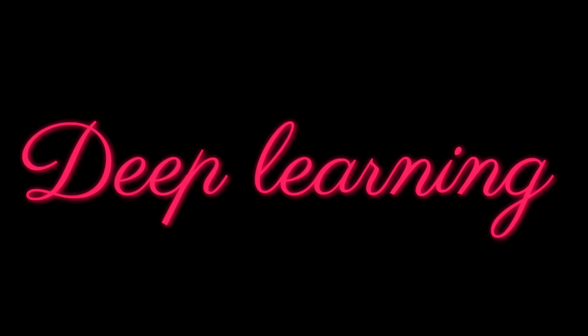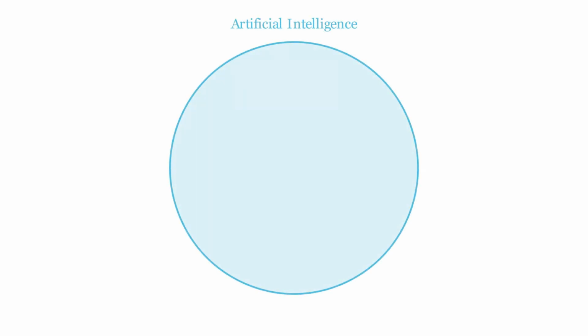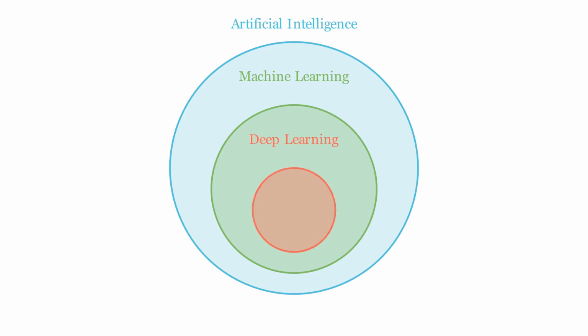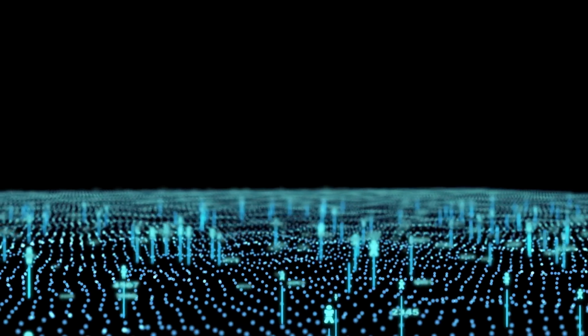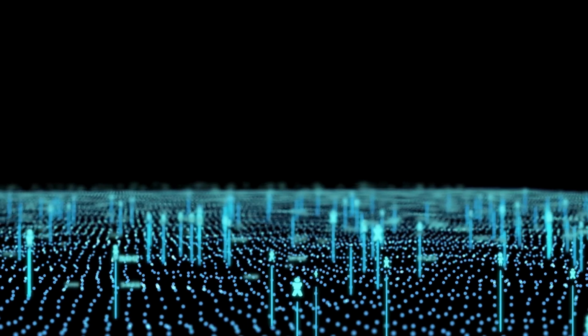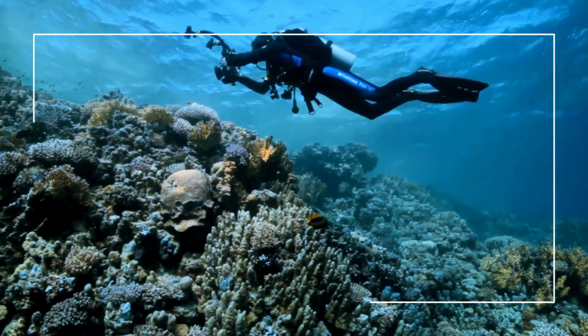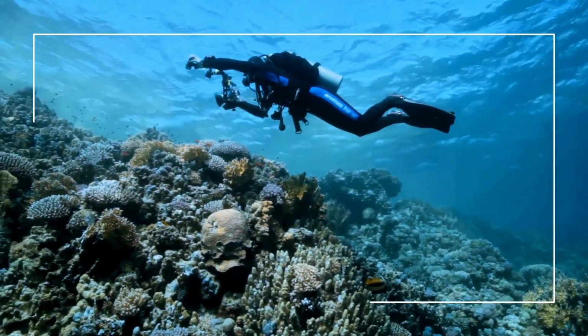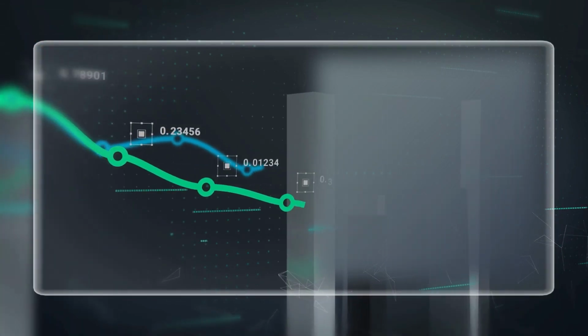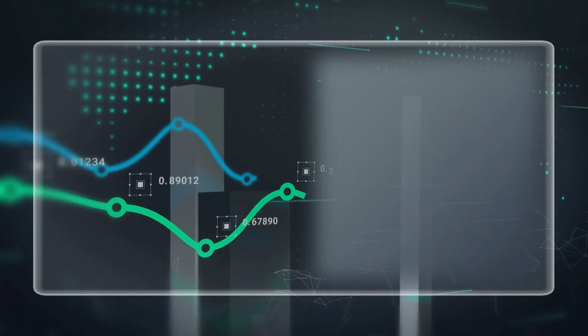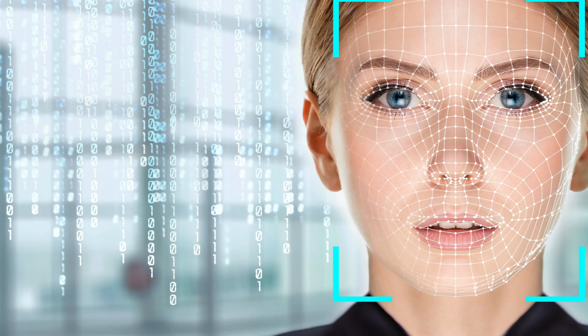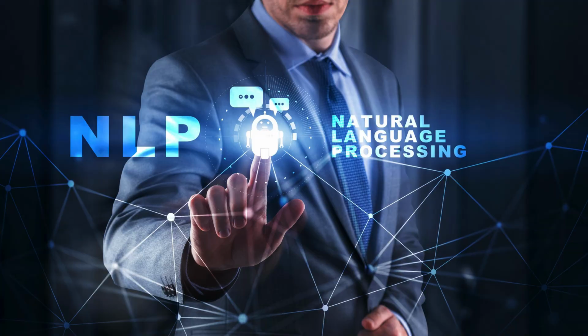First off, what exactly is deep learning? At its core, deep learning is a subset of machine learning, which is itself a part of artificial intelligence. What makes deep learning unique is its ability to learn from large amounts of data using neural networks with many layers, hence the term deep. These layers help the model understand complex patterns in data, making deep learning incredibly powerful for tasks like image recognition, natural language processing, and more.